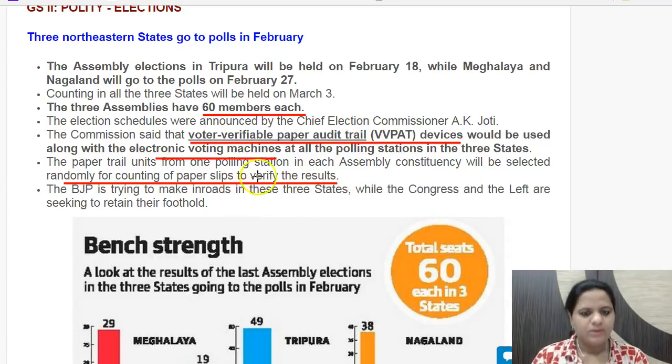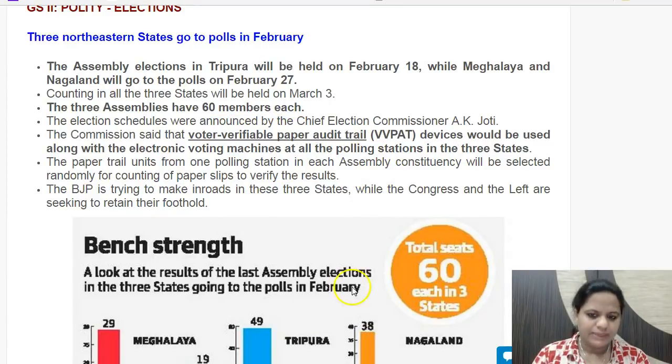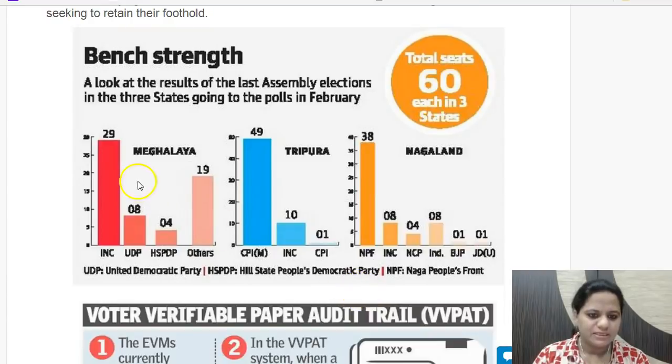So random selection would be done, and this paper audit would be done for one polling station in each assembly constituency, right? And you should know the parties which are in power in these 3 states. It's been shown here. You can see the present strength. So in Meghalaya it is Congress, in Tripura it is CPIM, and in Nagaland it is NPF.